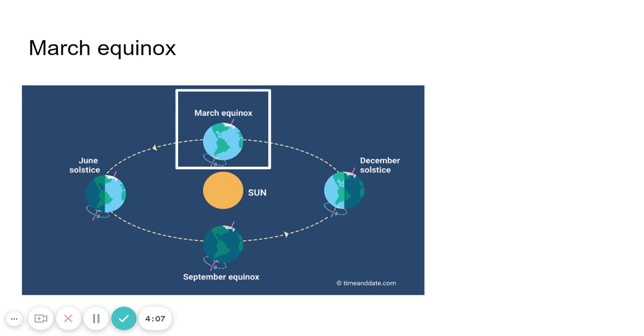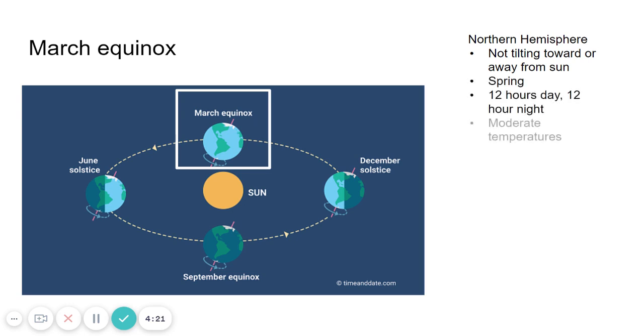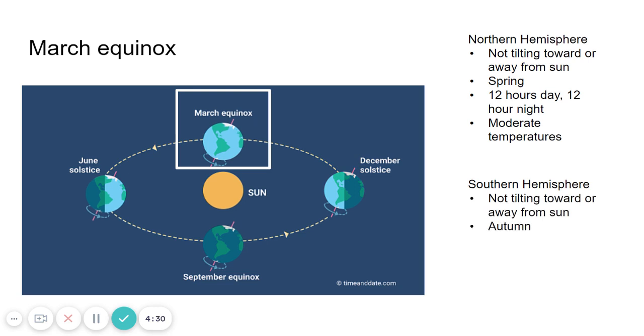Next is the March equinox. In the northern hemisphere, it's not tilting toward or away from the sun. It's like parallel to the sun. This would be spring in the northern hemisphere: 12 hours of daylight, 12 hours of nighttime, moderate temperatures, so not super hot or super cold. In the southern hemisphere, again, not tilting toward or away from the sun, this would be autumn or fall. It's 12 hours of day, 12 hours of night, and again, moderate temperatures. So pretty much they're the same thing.